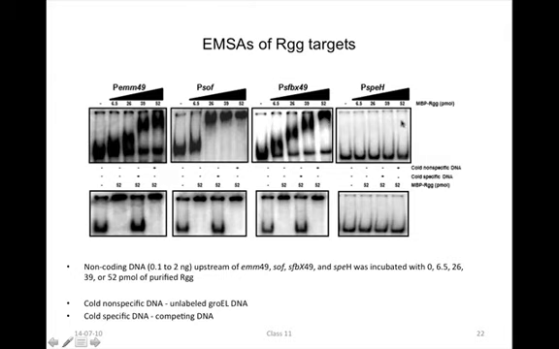PSBEH, they expect a complex because it says it's bound, but they're not finding the complex being formed. Perhaps they're not adding enough either DNA or protein. The protein amounts are in picomole amounts of the purified RGG protein. And on the bottom are the controls with the cold unlabeled GROEL and cold specific competing DNA.